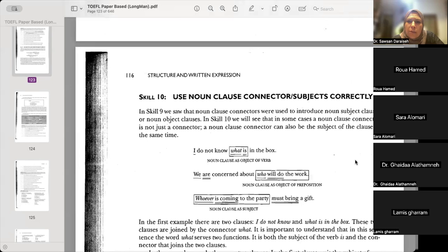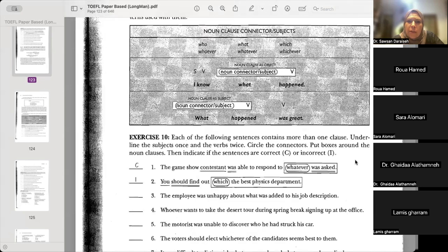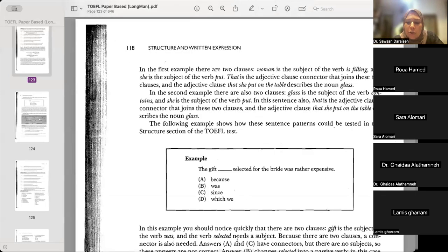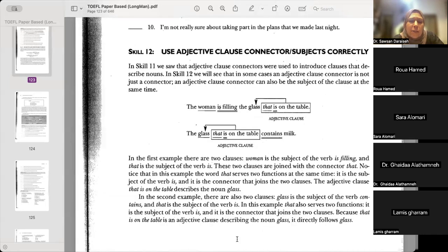Noun clause connectors, subjects, 10. We did 11, adjective 11. Okay, 12, no. Yes, because 11 and 12 are similar, but with a difference. Remember what we said? The difference is that in 11 we have the connector and the subject, and later on, we're not going to have a connector and a subject. The connector is going to be the subject in the adjective clause. Okay, yes, this is the lesson. Here it is.